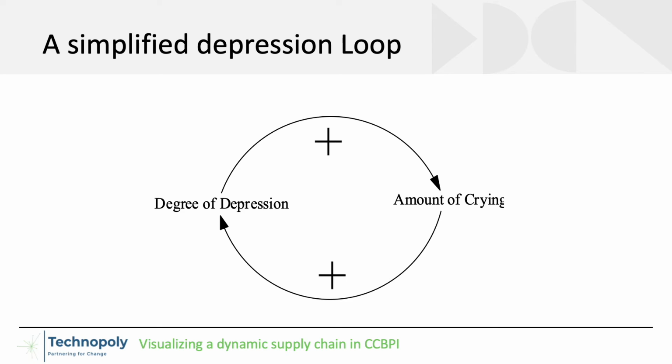Let's apply the idea of the feedback loop to another example. In this example, we talk about depression, which is something quite common in many young people or even adults. A simplified way of representing depression could be as simple as the degree of depression and the amount of crying that you have. So if the degree of depression is higher, it means that you cry more. And the more you cry can lead to a more depressed state. So in this situation, we talk about this as a positive feedback loop.